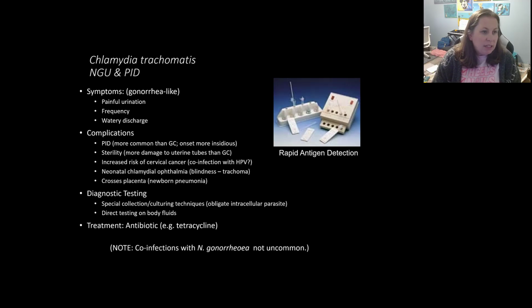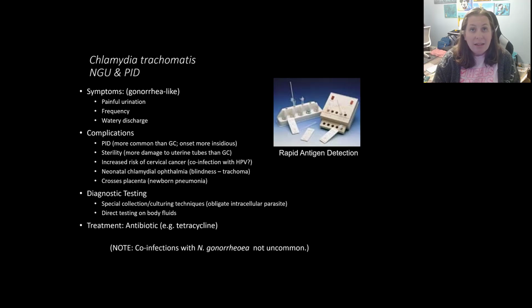We do see that sterility is going to be one of the main complications because there's more damage to the uterine tubes. Increased risk of cervical cancer also comes with this, especially if there is a co-infection with HPV, which we'll talk a little more about a little bit later. This one can also cause eye issues and blindness in babies, the neonatal chlamydial infections. And so again, putting that cream on their eyes after they're born is a protective measure.